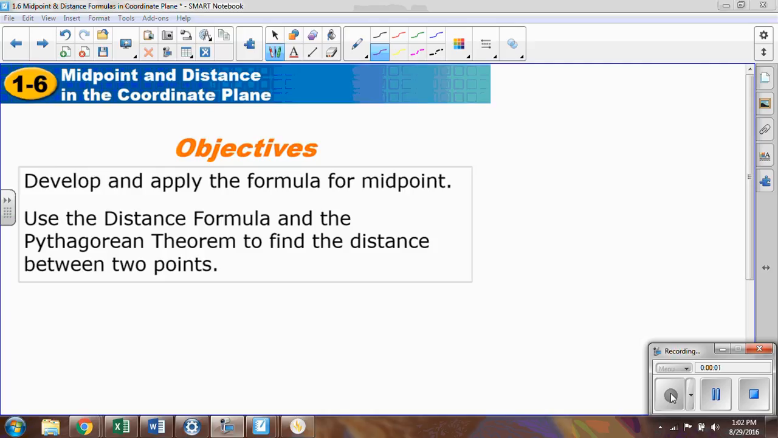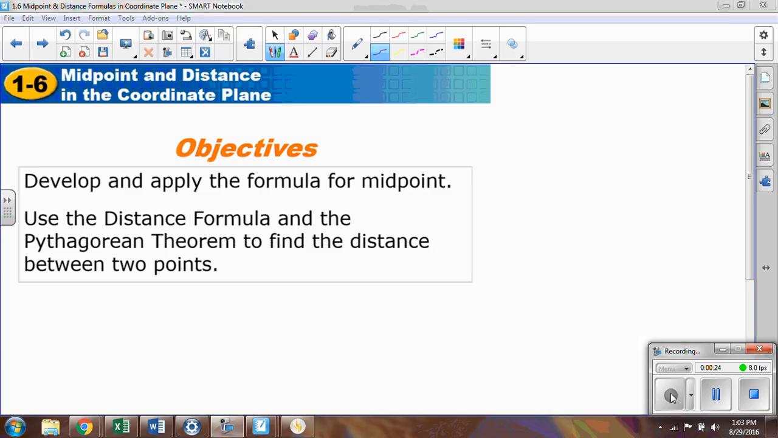Our focus today is on the midpoint formula and the distance formula. Now, the midpoint formula is used to find the point that's in between. It's the point that's perfectly in the middle of the segment. And we will also be able to use the midpoint formula to find the endpoint of a segment.